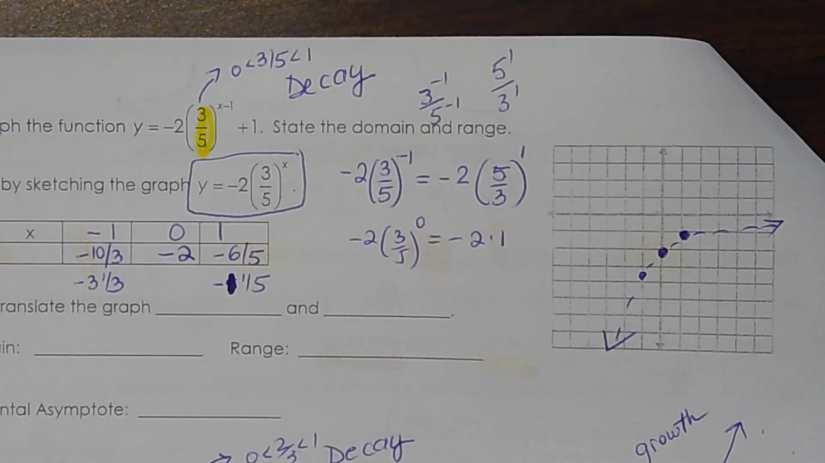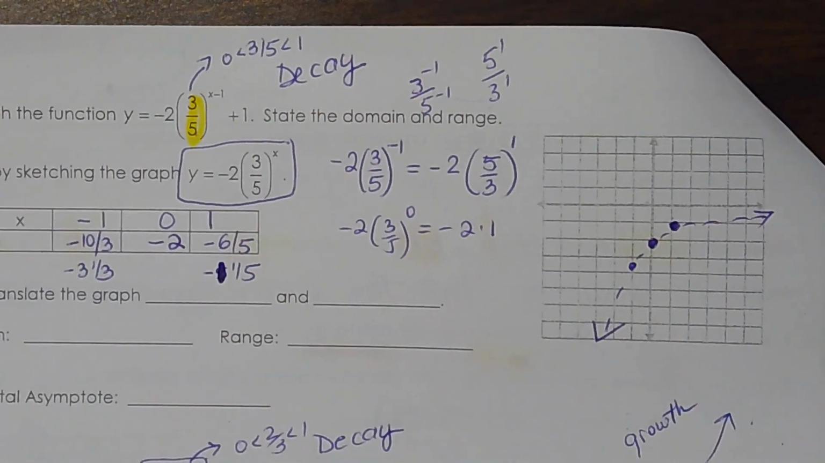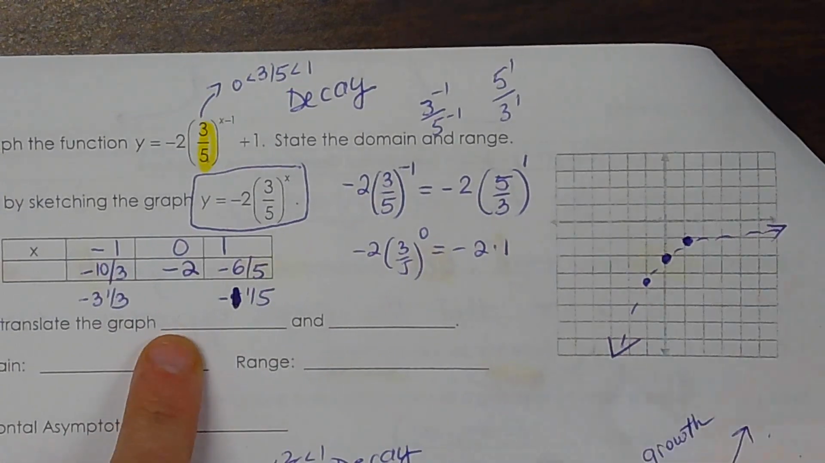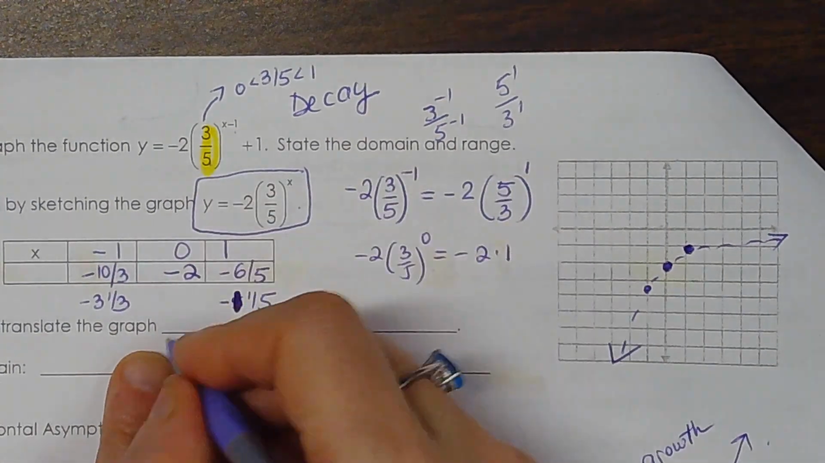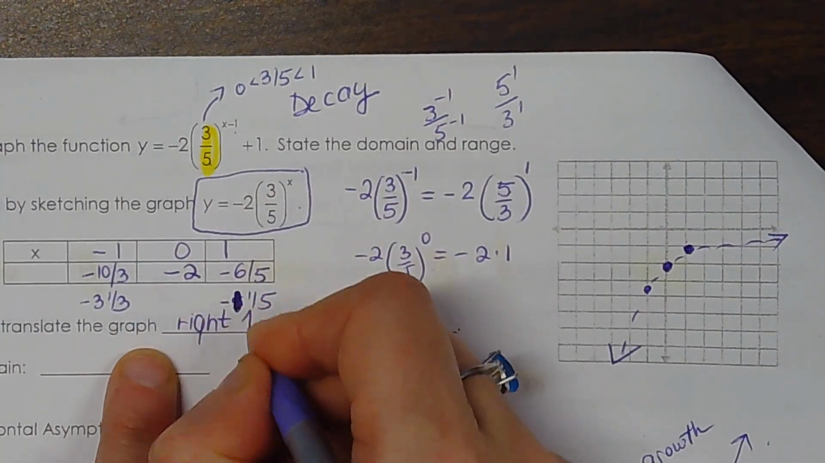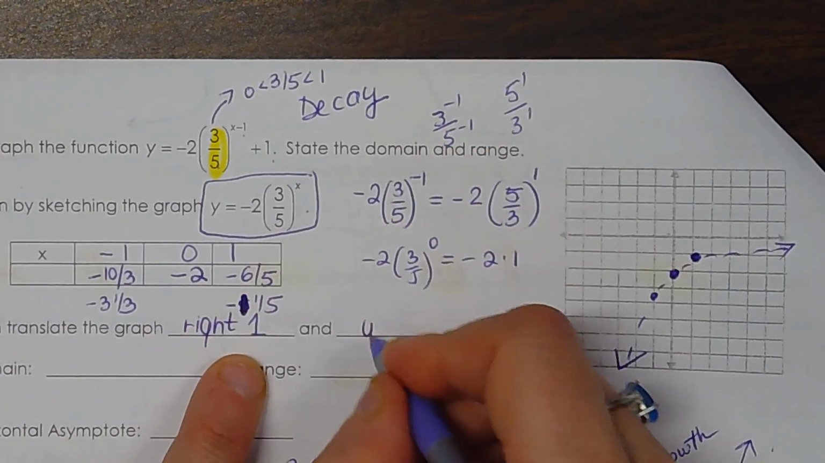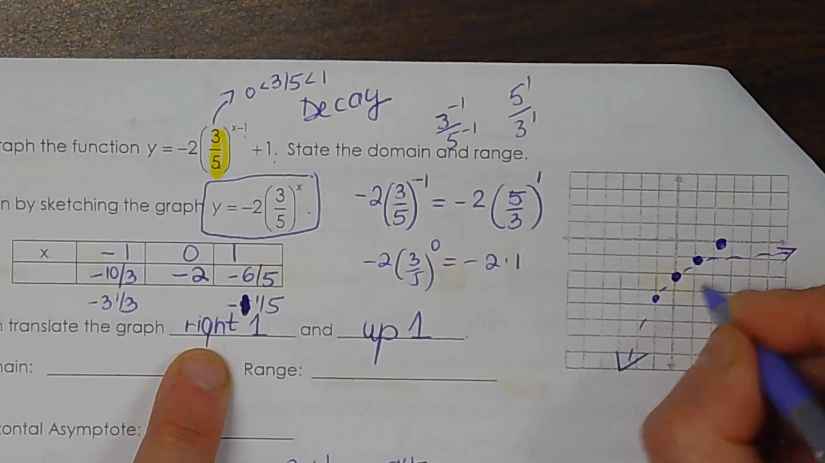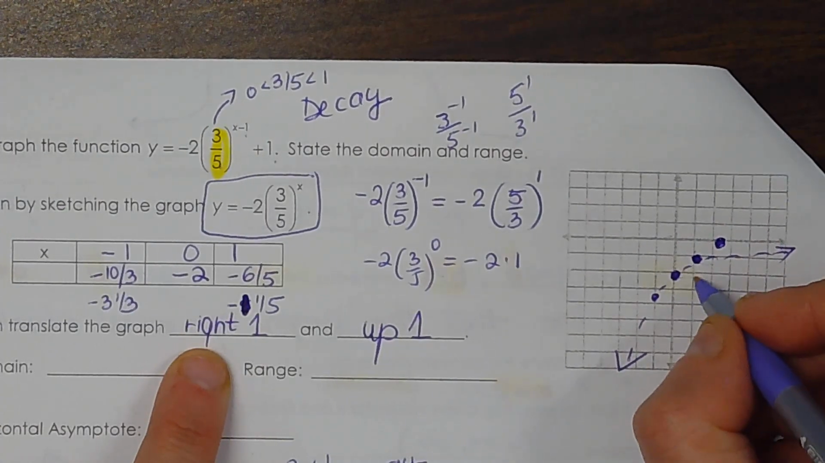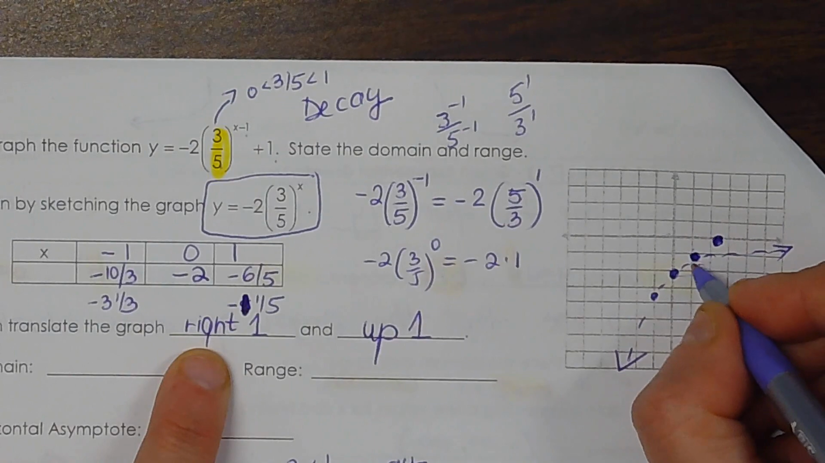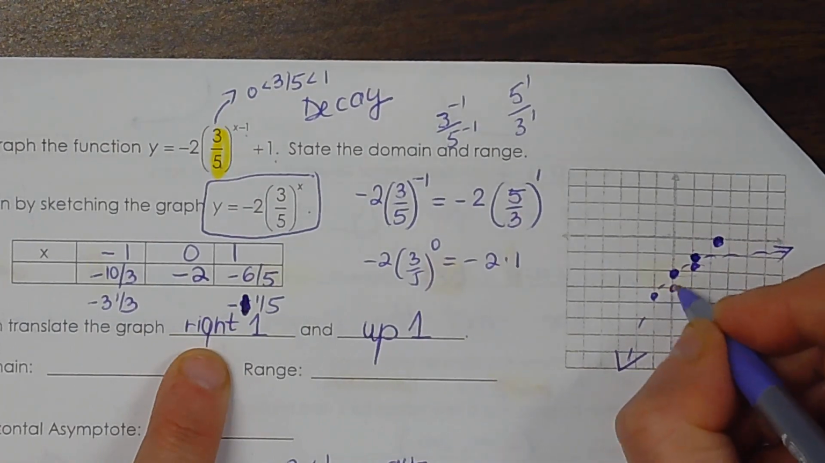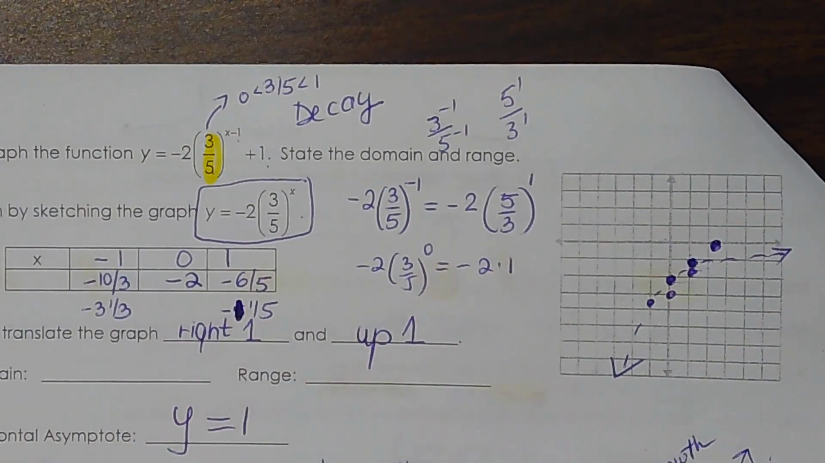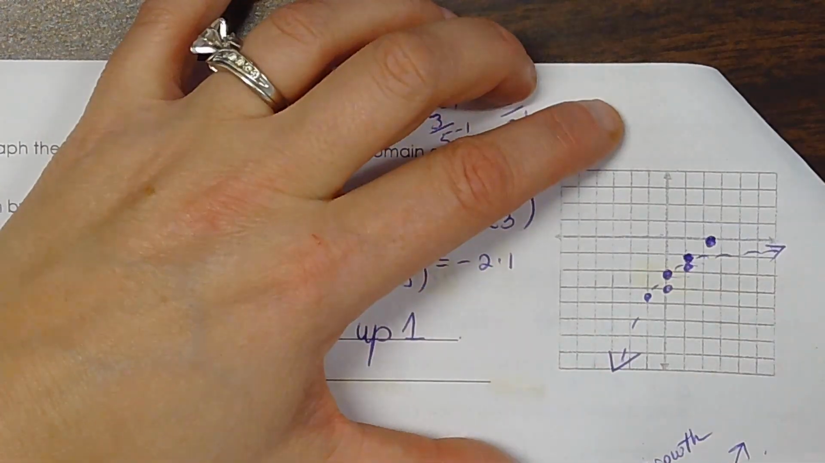You can have your graphing calculator now. And now we're going to translate every point. h is negative 1, so right 1. k is positive 1, up 1. So right 1, up 1. Right 1, up 1. Right 1, up 1. And the asymptote is y equal to k, y equal to 1.